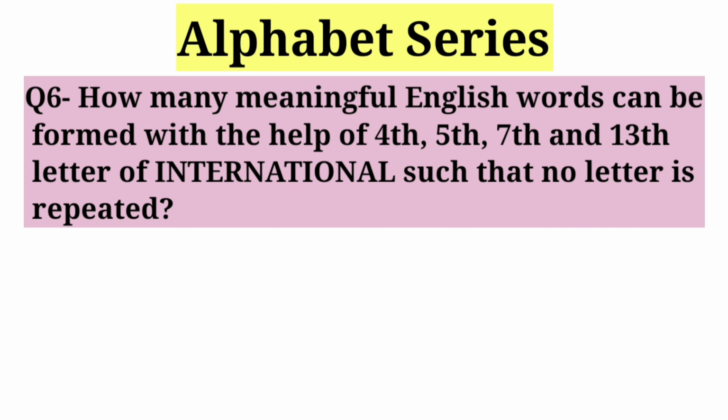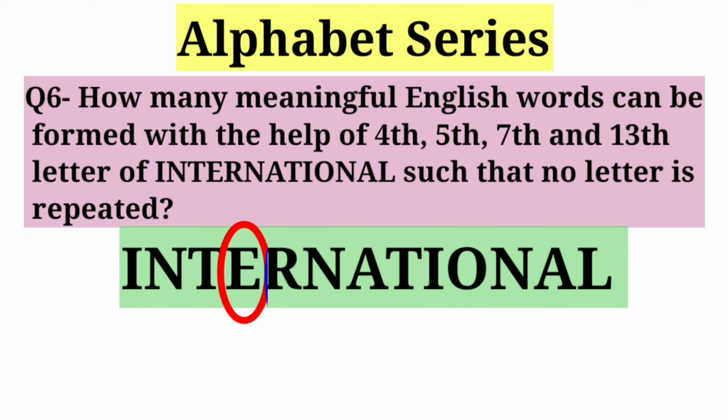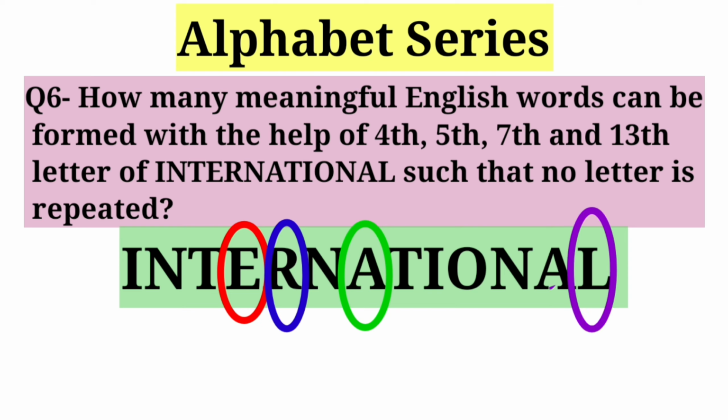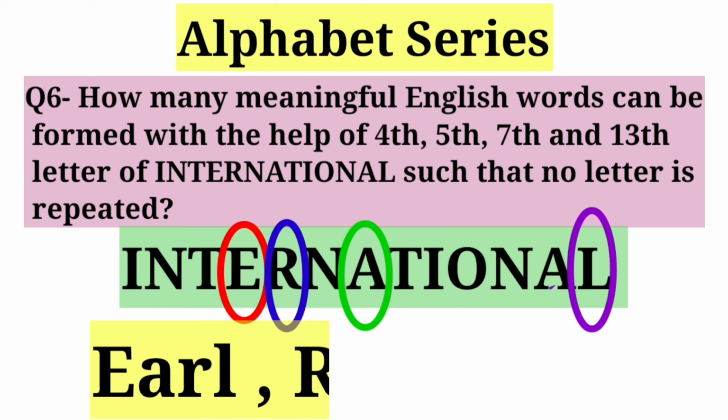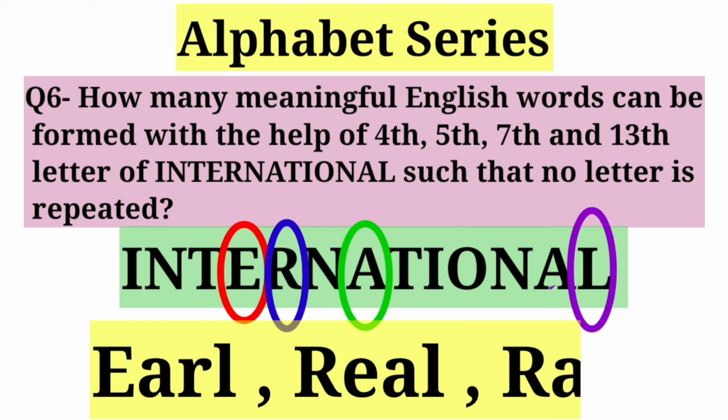So firstly, we will write the word international. Now here the fourth digit is E, fifth digit is R, seventh digit is A and the 13th digit is L. So now the letters are E, R, A, L. So the first word that will be formed is E, A, R, L, Earl, then R, E, A, L, real and the last letter is R, A, L, E, rail. So there are total 3 words forming using these digits.